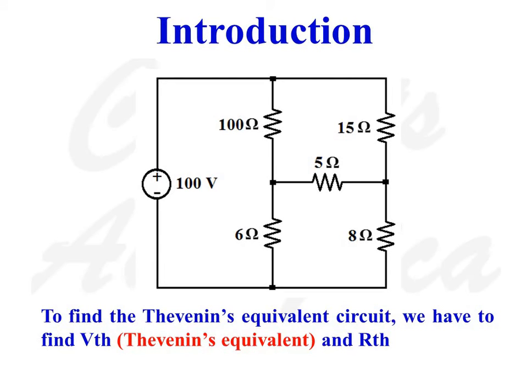According to Thevenin's theorem, any linear complex network can be represented as an independent voltage source VTH in series with resistance RTH. So to find Thevenin's equivalent circuit, we have to find VTH and RTH, Thevenin's equivalent voltage and Thevenin's equivalent resistance.